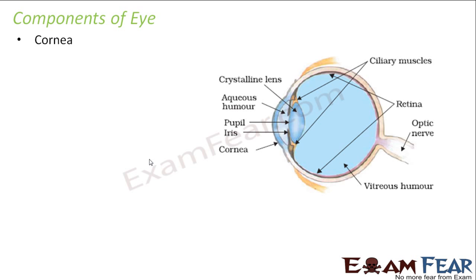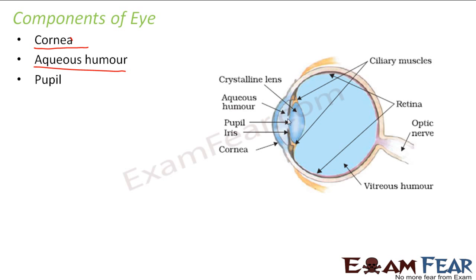We'll start from the outermost part. First comes the cornea. As you can see in this figure, this is a side view of the eye. The cornea forms the outermost covering, which protects the eye. As we go a little inside, there is a fluid called aqueous humor just after the cornea. So the cornea is the outermost covering which covers a fluid-like structure known as aqueous humor.